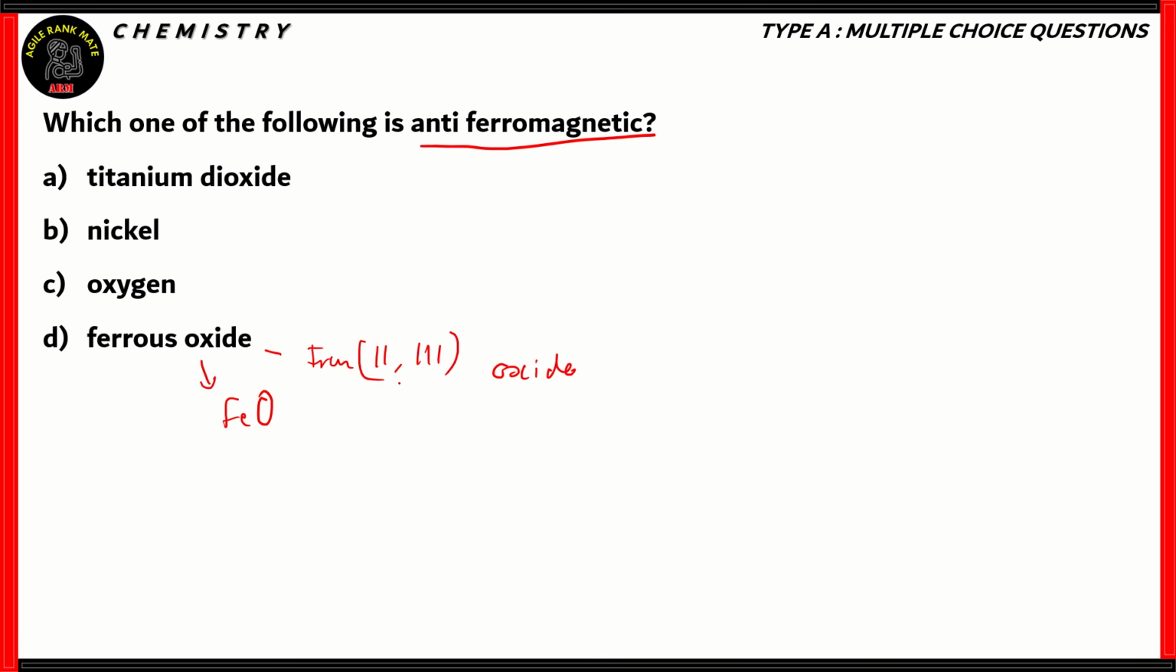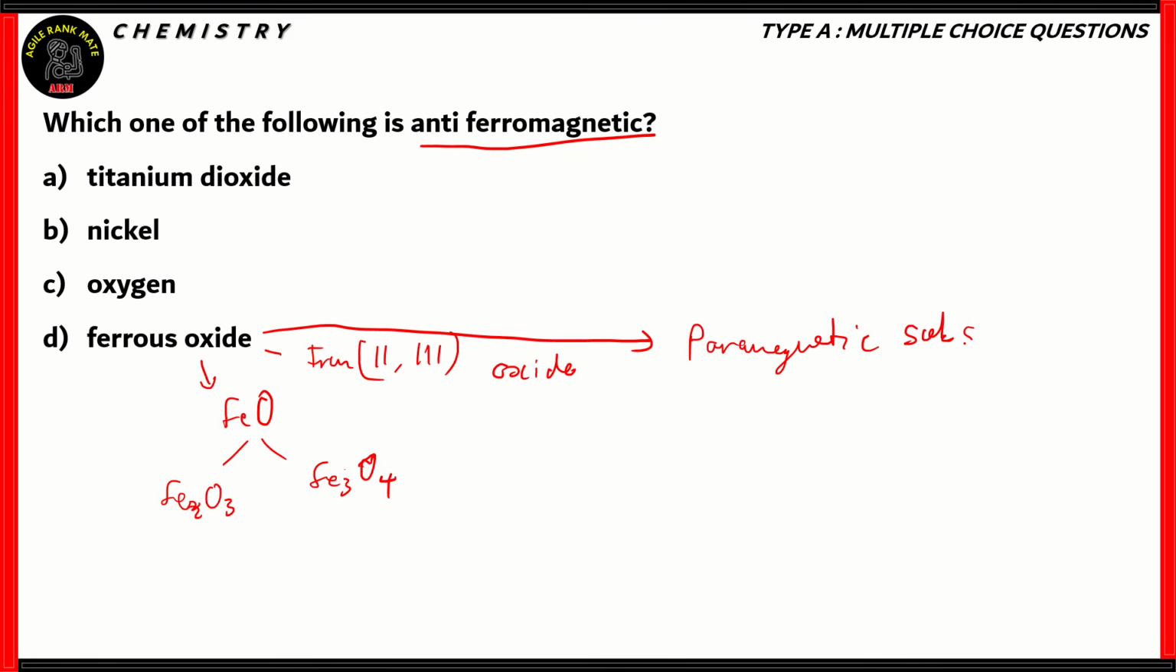And the reason for that is because FeO is made out of two oxides, actually, Fe2O3 and Fe3O4. So because of it being a hodgepodge of oxides, it's what we call a paramagnetic substance. It has a lot of these ions, a lot of these oxides coming in together, so all of them will have different dipole moments in different directions, so therefore it's paramagnetic. So option D is incorrect.